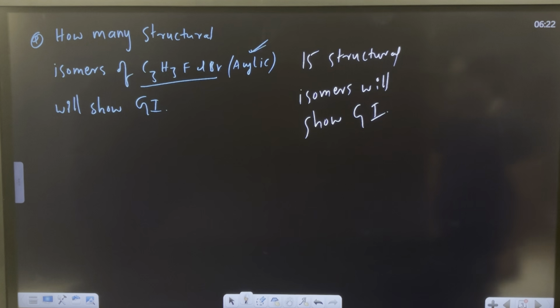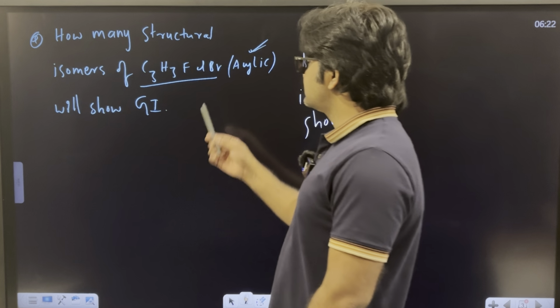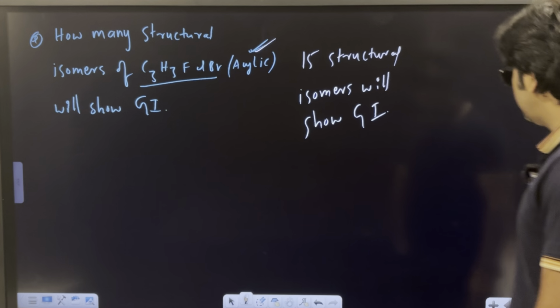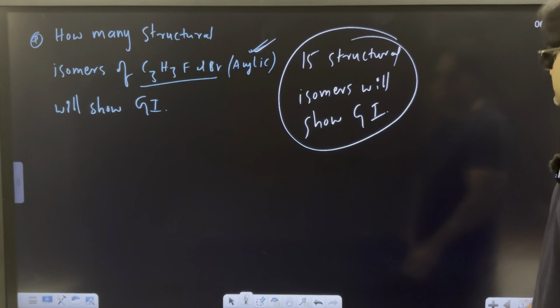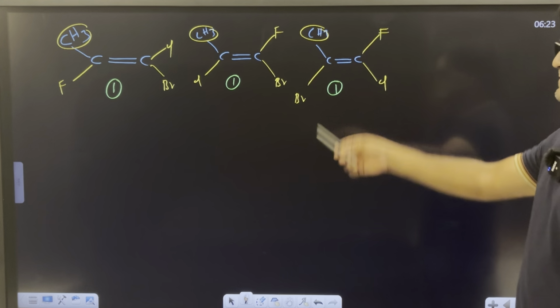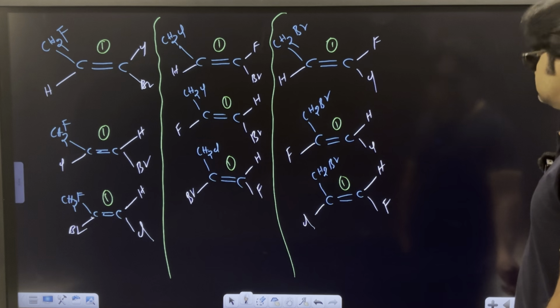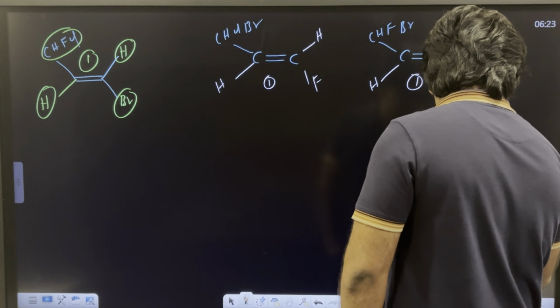So these two questions are very important. Once again, you look at the structures here according to the given question. How many structural isomers of C3H3 fluorine, chlorine, bromine acyclic will show geometrical isomerism? This is our right option. 15 structural isomers will show geometrical isomerism. 3 molecules, 9 molecules, next again 3 molecules. Okay, right. Next question.